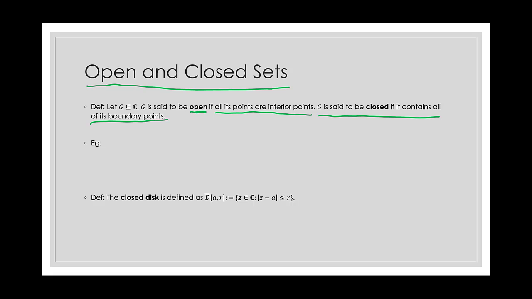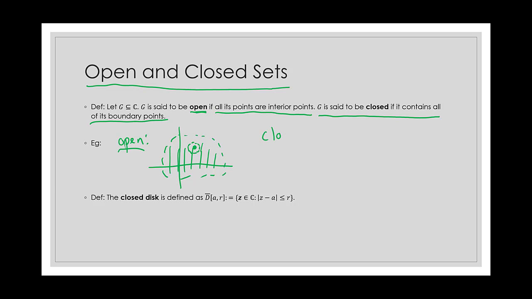Let me give you some examples. An open set would be something like this weird shape, and everything on the inside here. It's not containing its boundary, just everything on the inside, because if I pick any point, I can always fit a circle or an open disk inside our set. So this would be an example of an open set.